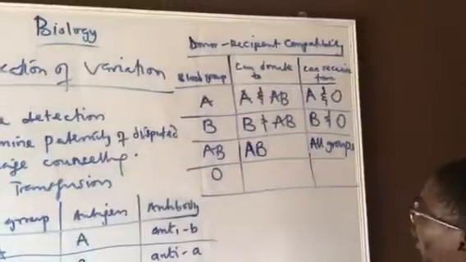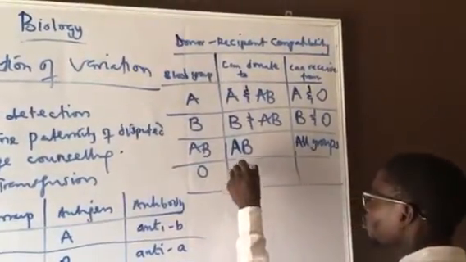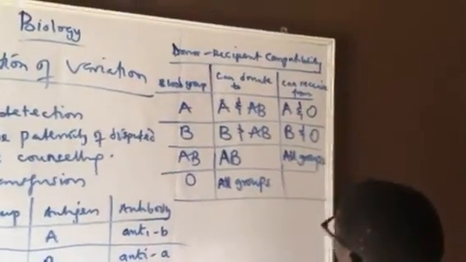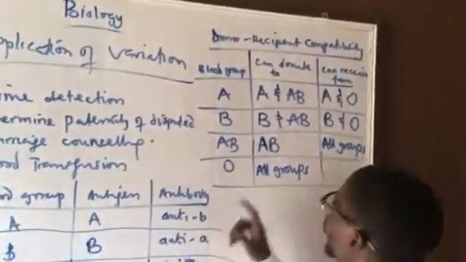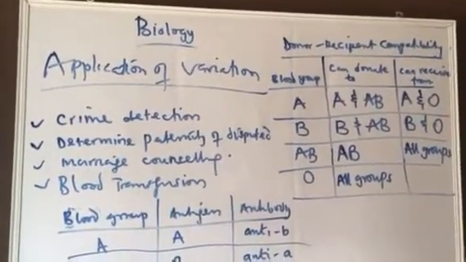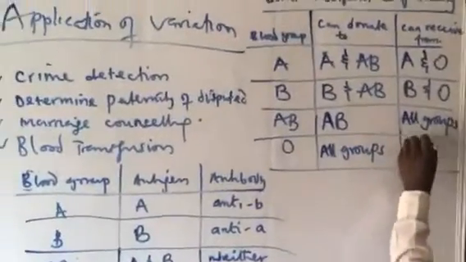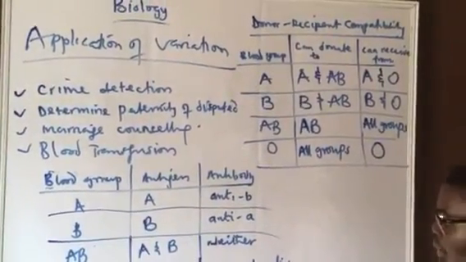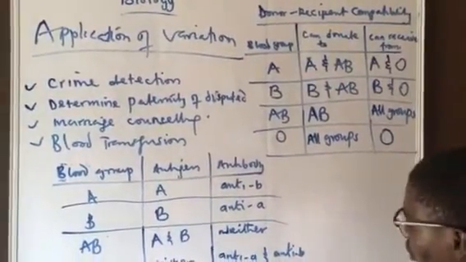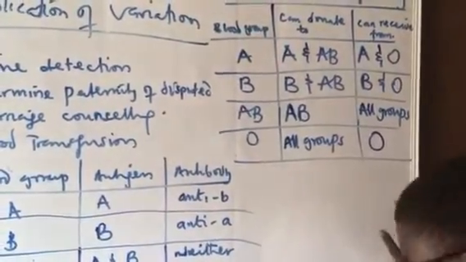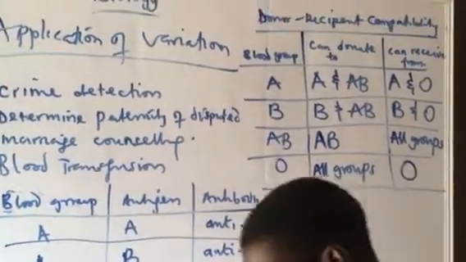Blood group O can donate to all groups. Someone that has blood group O can donate to blood group A, can donate to blood group B, can donate to blood group AB as well as blood group O. But someone that has blood group O can only receive from blood group O. So that is donor recipient compatibility.